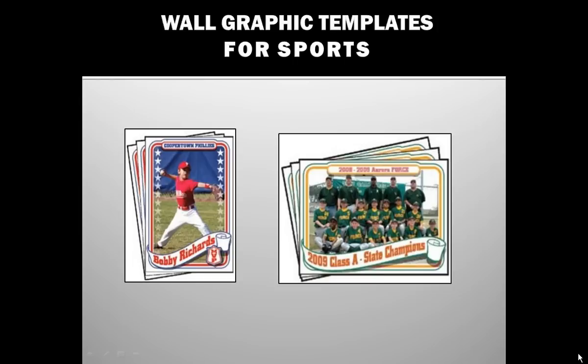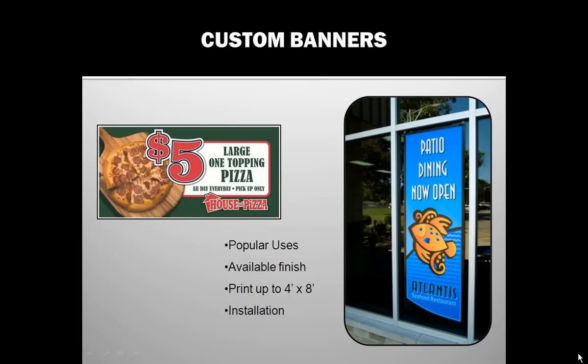The next thing we want to talk about is custom banners. Again, full color, very popular for use with business advertisements, as you see here. They come in a size of up to 4 by 8, and it's available in a glossy finish. The nice thing about this product is that when you do get it, it does not need to be hemmed or sewn. It comes with something called a banner up power tab.